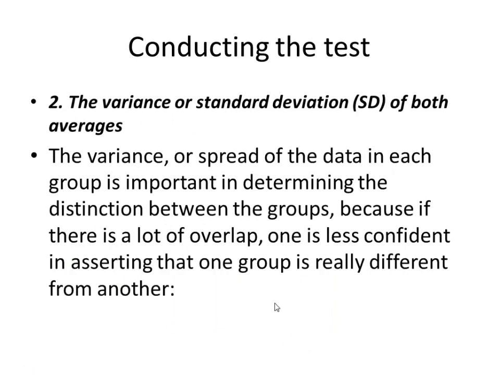The second component is the variance or standard deviation of both averages. The variance or spread of the data in each group is important in determining the distinction between the groups, because if there is a lot of overlap in the variance, then one is less confident in saying that one group is really different than the other.